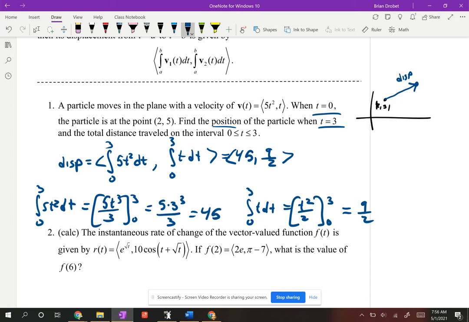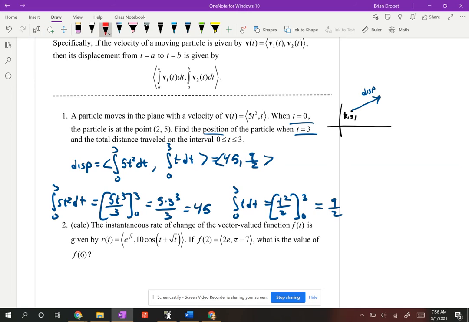All right. The displacement vector tells me how the particle changes over the time period. The idea is always that, in one-dimensional motion, and it applies to two as well, you take your initial position, add your displacement, and that gives you your final position. So my initial position was 2, 5. My displacement is 45, 9 halves. Summing those together, we end up with 47. 9 halves is 4.5, so plus 5 is 9.5.